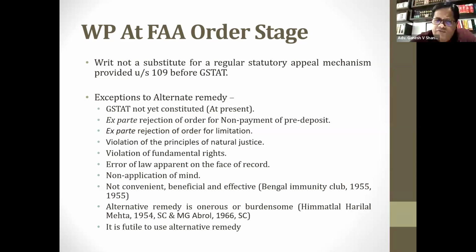Ex parte rejection of appeal for non-payment of pre-deposit. There are cases where you don't need to pay a pre-deposit because there is no demand on the tax. There is a demand of penalty or interest. In those cases, if you don't pay the pre-deposit, they dismiss or reject the appeal. In those cases you can approach the High Court. Ex parte rejection of appeal for limitation. So the 107 limitation is a question of law and fact.